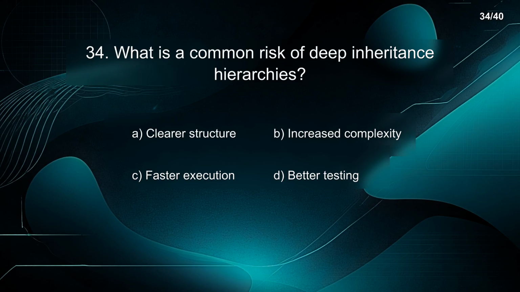34th question. What is a common risk of deep inheritance hierarchies? A. Clearer structure. B. Increased complexity. C. Faster execution. D. Better testing. Correct answer is B. Increased complexity.